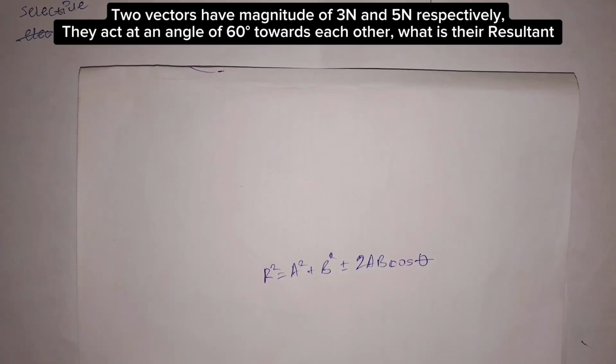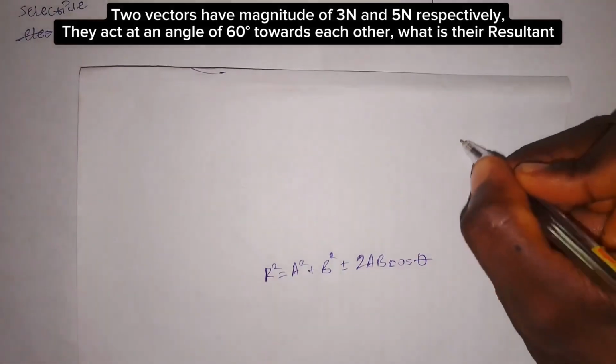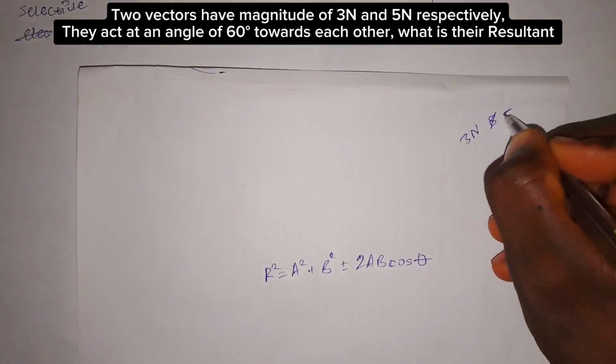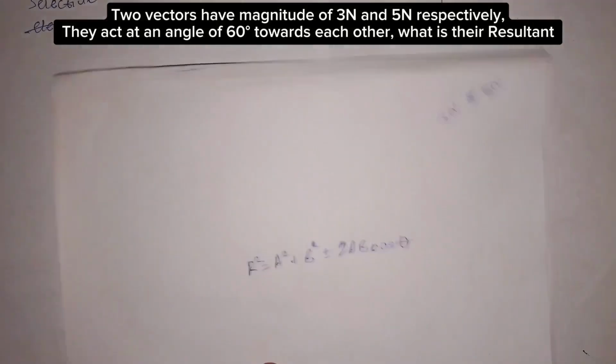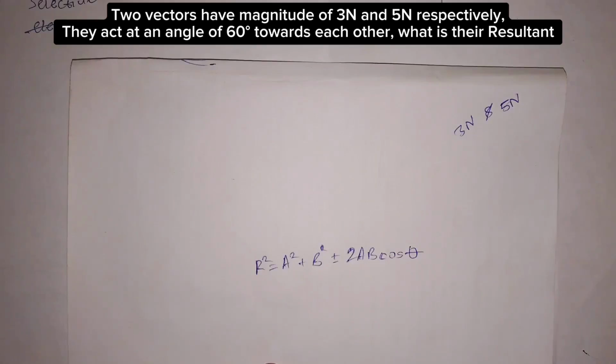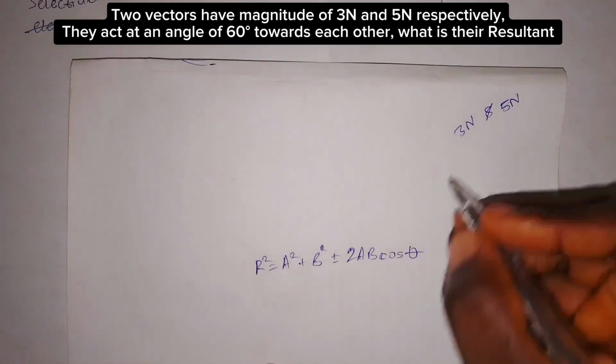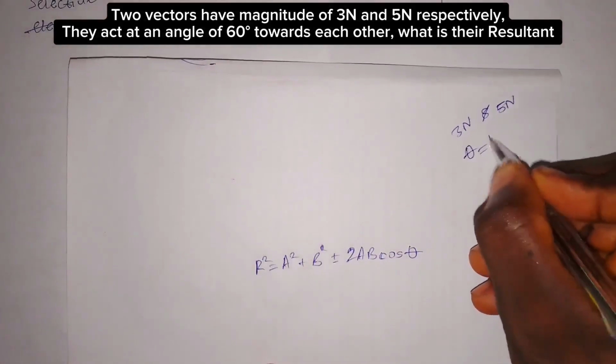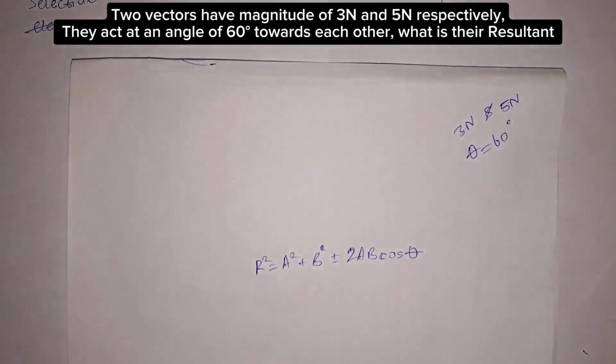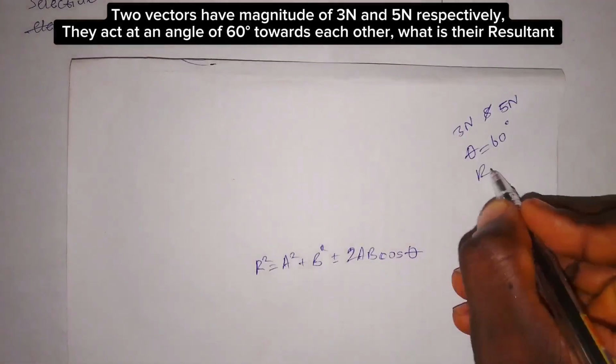Two vectors have a magnitude of 3 Newton and 5 Newton respectively. These two vectors act at an angle of 60 degrees towards each other. What is their resultant? We're looking for R.